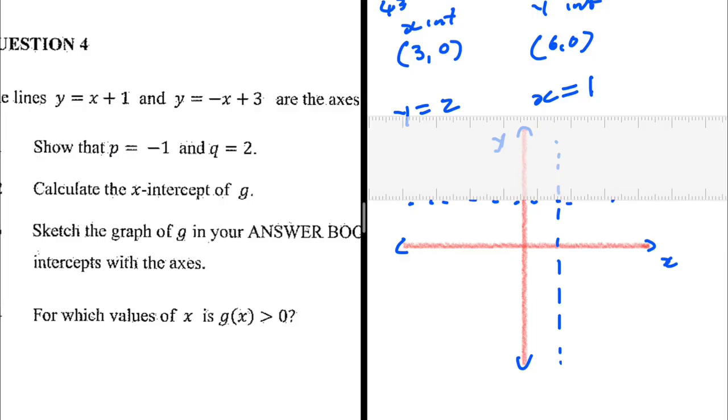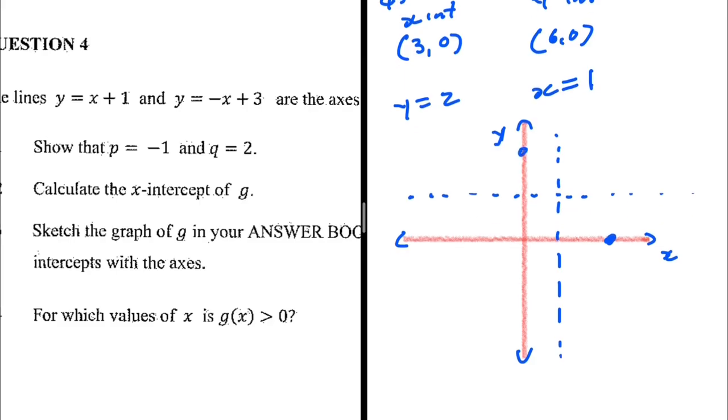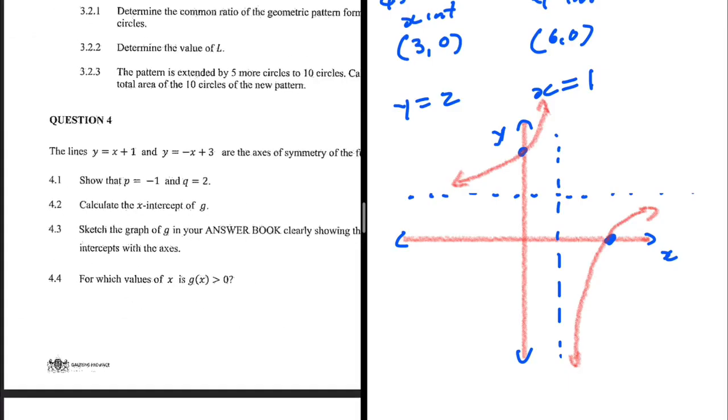And then we just need to place our intercepts now. We have an intercept when x is equals to 3. So if this is 1, then 3 should be somewhere here. So there we have our intercept, not asymptote. And then when y is equals to 6, here we have another intercept. So how is our graph going to look like? Something like this, right? And then there we go. I think we're good to go here. Yeah, we have the sketch of g.